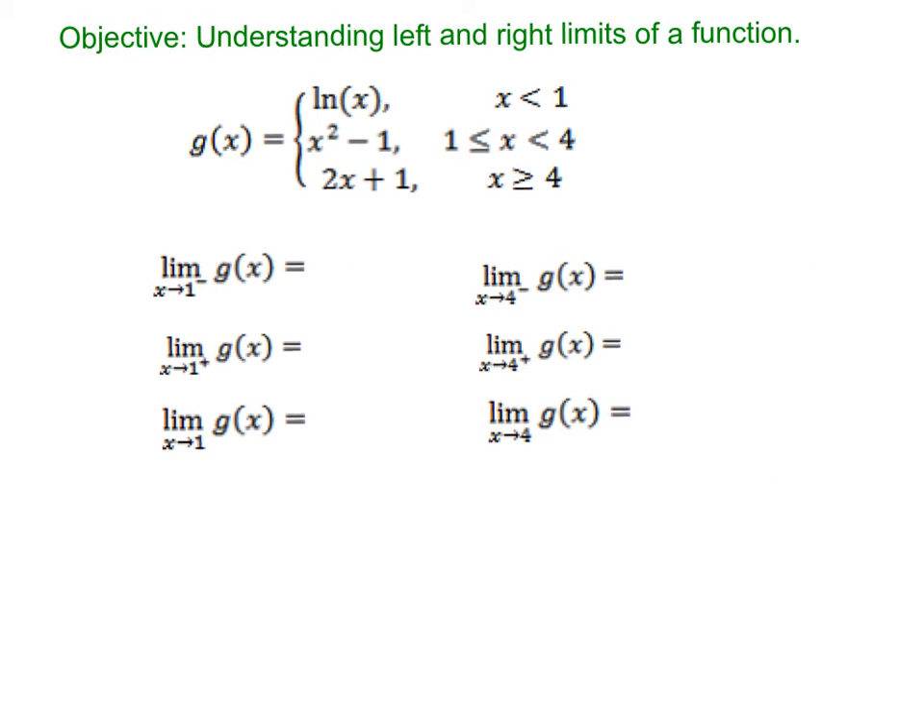I'm sorry, guys. All right, pause the video. Try this one on your own. All right, 1 from the left. That's ln of 1, which is 0. 1 from the right is 0. 1 minus 1, and so the limit exists, and it's 0. 4 from the left is 16 minus 1, which is 15. 4 from the right would be 9. So D and E does not exist.